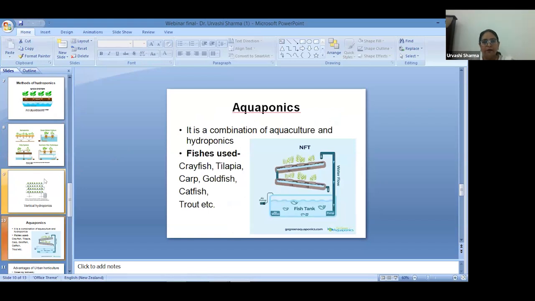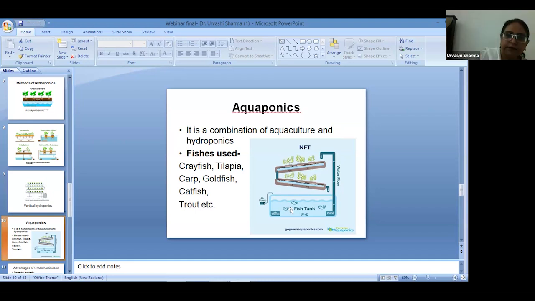Aquaponics has a dual function. It supplies us with aquatic animals like fish or crabs, etc. And the plants are grown here. Most of the fishes which are used here are crayfish, tilapia, carp, goldfish, catfish, and trout, because they have a good reproduction rate, they survive longer, and they are really very good. They produce more nutrients.